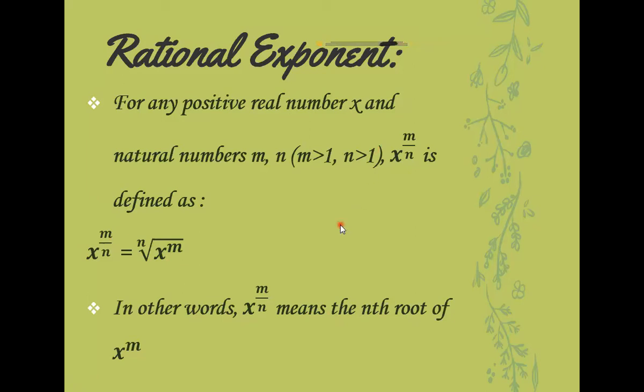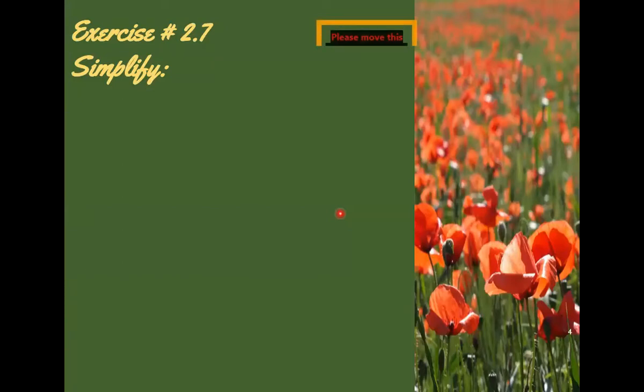Now look here. Now let's start exercise number 2.7, simplify. In exercise 2.7, you have a question, simplify. Look at this question, what do you have? This is 64, with exponent minus 1 upon 6. As I explained in the previous slide, this 6 is basically the root of 64.